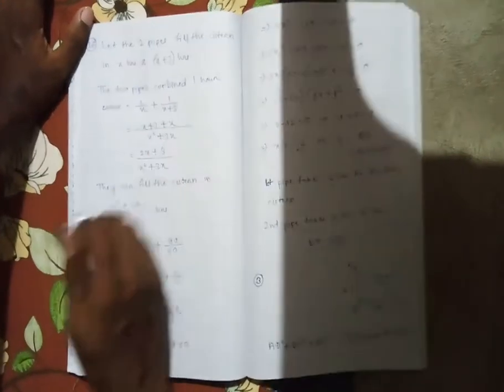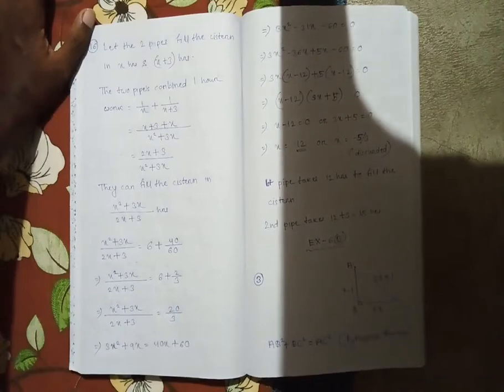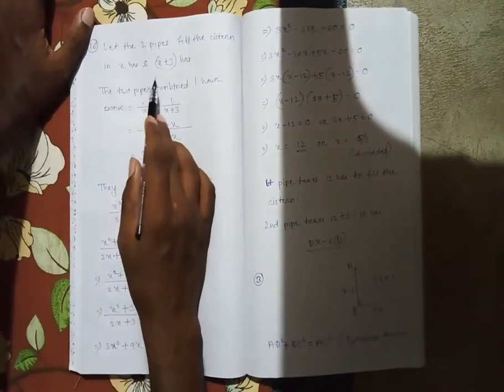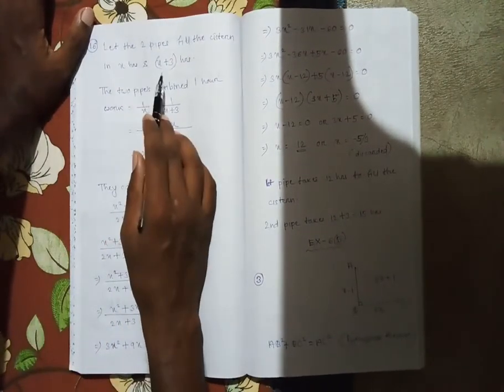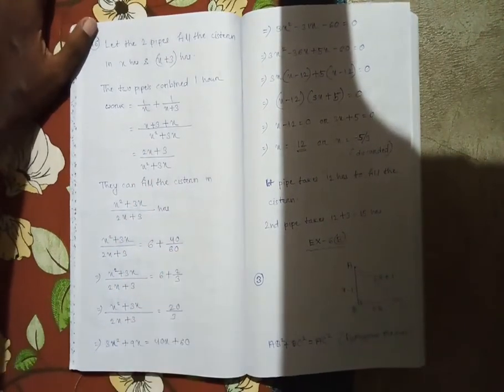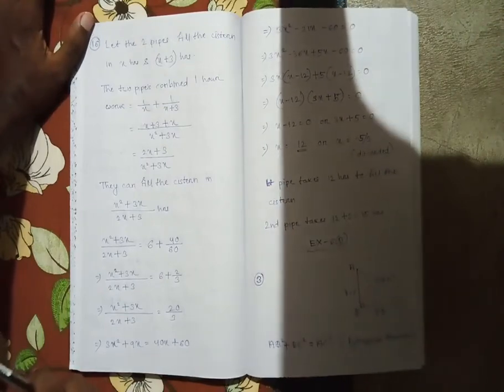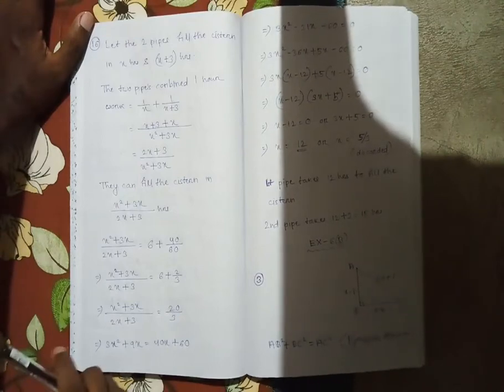Let the two pipes fill the cistern in x hours and x plus 3 hours. The bigger pipe will take x hours and the smaller pipe will take x plus 3 hours. It will take more time to fill the cistern. Then the first pipe's 1 hour work will be 1 by x. The second pipe's 1 hour work will be 1 by x plus 3.